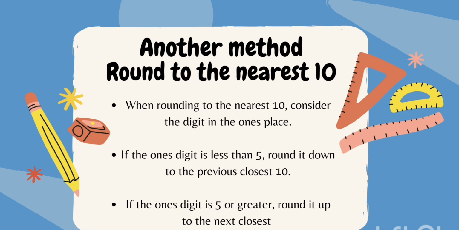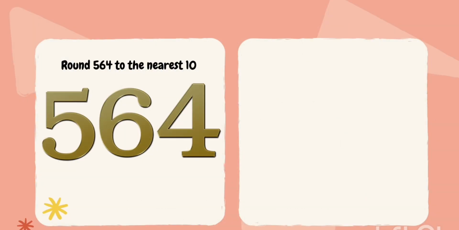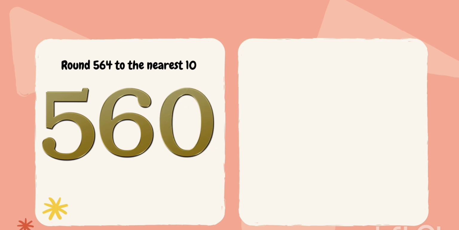Let's take an example. Round 564 to the nearest 10. Here the ones digit is 4. Since 4 is less than 5, round it down to the nearest 10. The tens digit remains the same and the ones digit becomes 0. So 564 is rounded to 560.